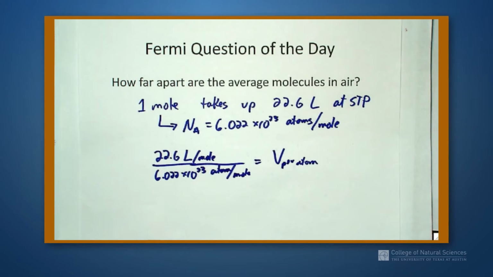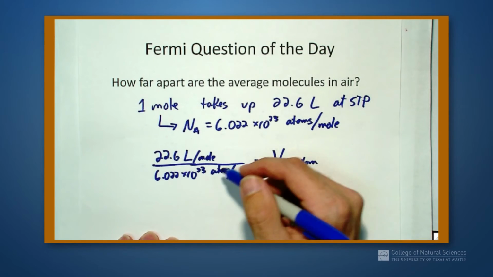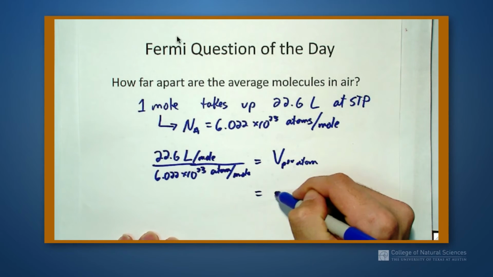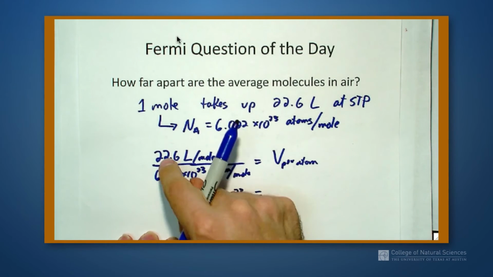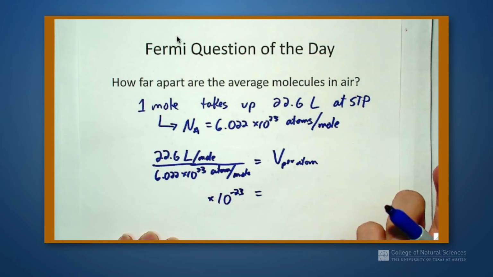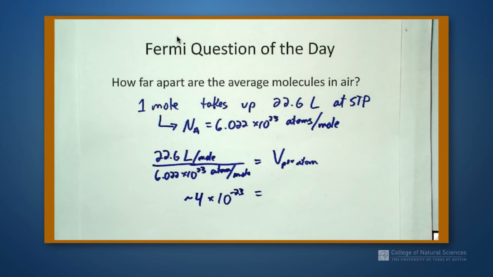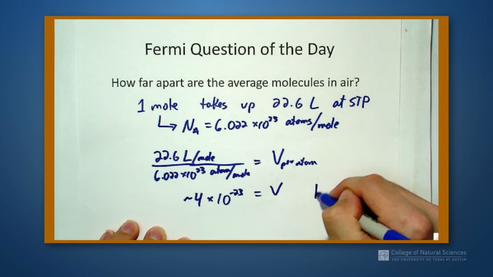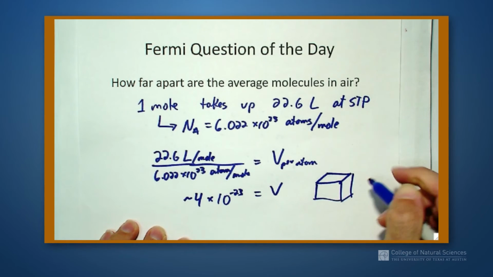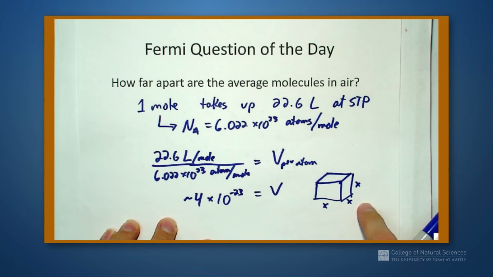So if I were to take these values, divide it out, I know I get 10 to the negative 23 on top, so our volume is 10 to the negative 23 on top, and 22.6 divided by 6, I'm going to say this is approximately equal to 4. So 4 times 10 to the negative 23 will give me my volume, and I know that my volume, if I assume these are little boxes, is nothing more than one of the dimensions cubed.